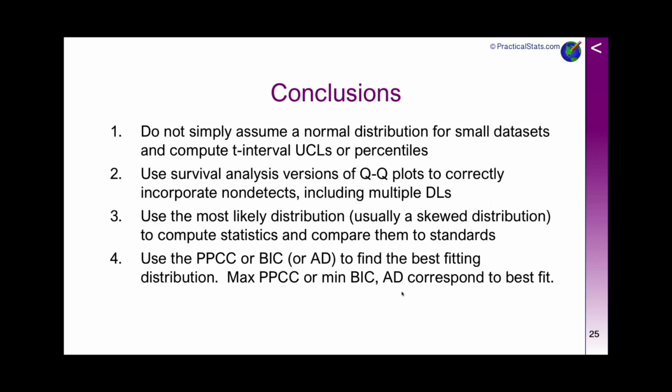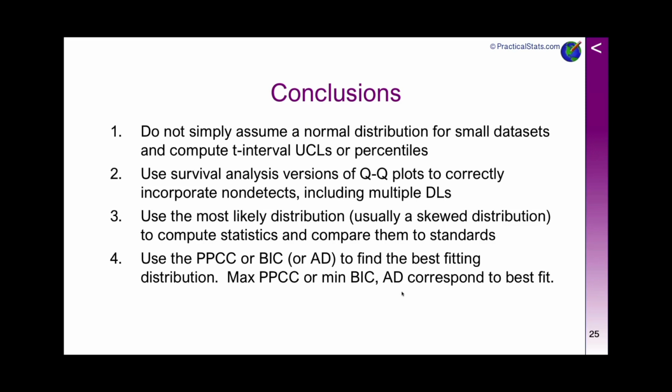So the conclusions for today are that you don't want to simply assume a normal distribution for small data sets and compute t-intervals to get a UCL or a percentile, because the normal often does not fit data that have non-detects. Why? Because those are things that usually cannot go below 0, and yet you're working right down close to 0. That's why you have non-detects. So you're going to have skewness, and fitting a skewed distribution will give you much better results.